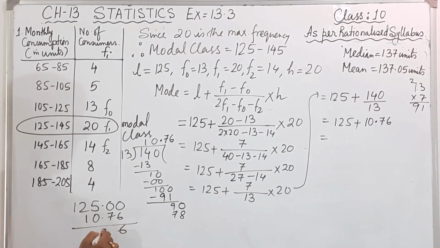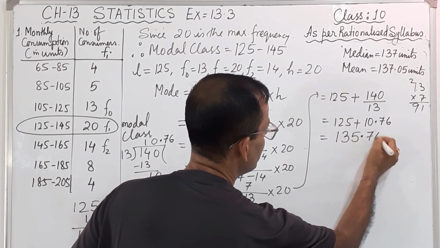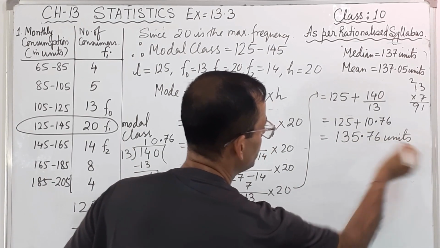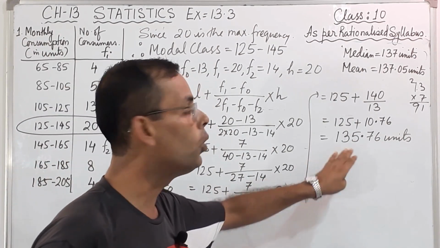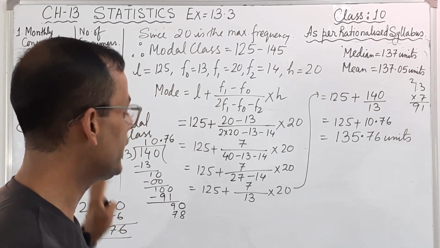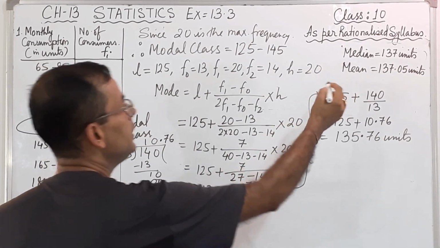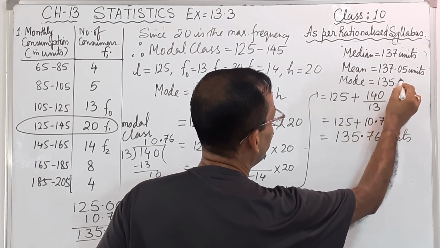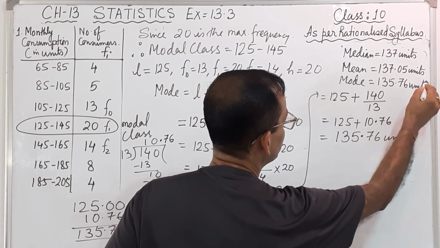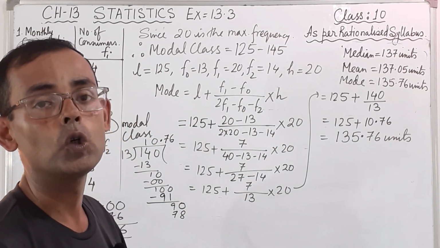10.76. So 6, 7 and 5, 3, 1. So what you get? 135.76 and this is the units. The answer will be represented as units. So I got the mode also. So all the 3 values I got. So the first one I wrote median, then mean, and now mode is how much? 135.76 units.